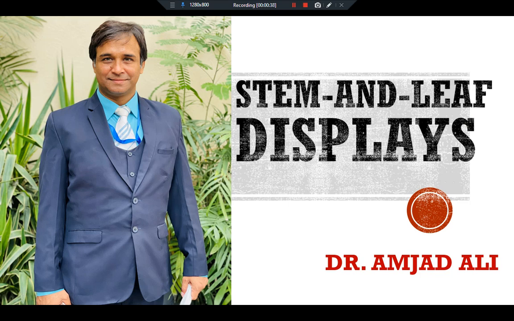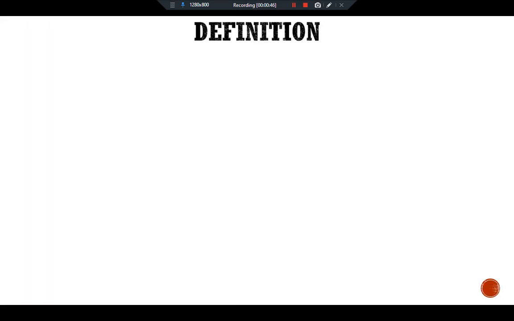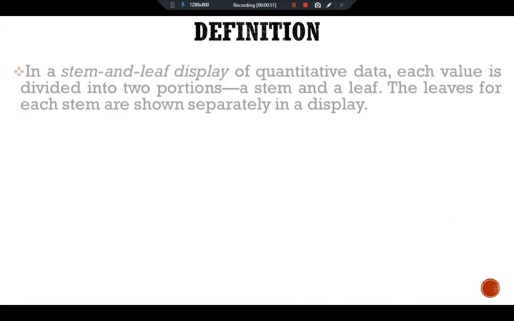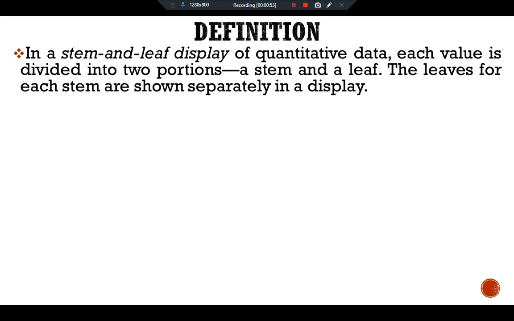A stem and leaf display is constructed only for quantitative data. So let's see the definition of stem and leaf display. In a stem and leaf display of quantitative data, each value is divided into two portions: a stem, the first part of the value, and a leaf, the last part of the value. The leaves for each stem are shown separately in a display.